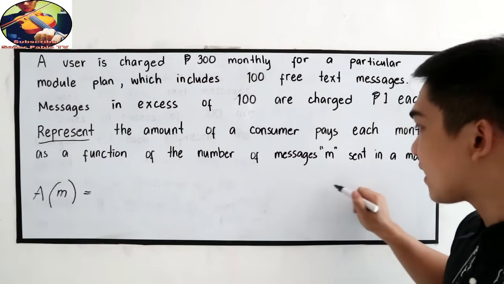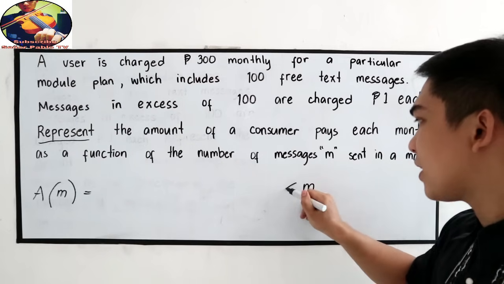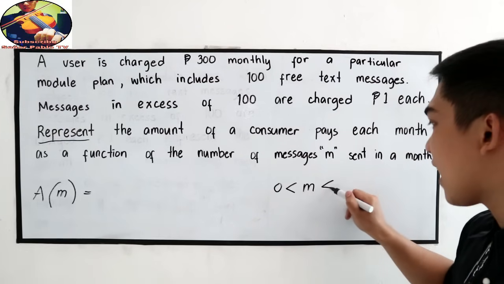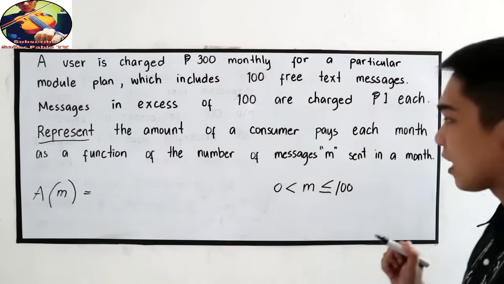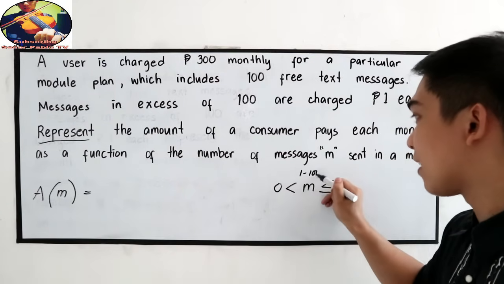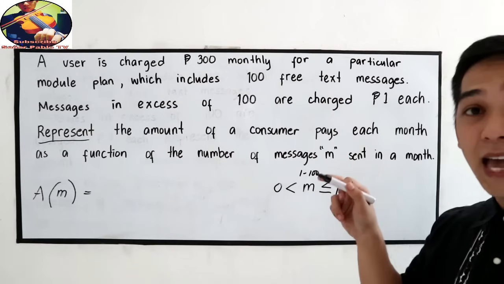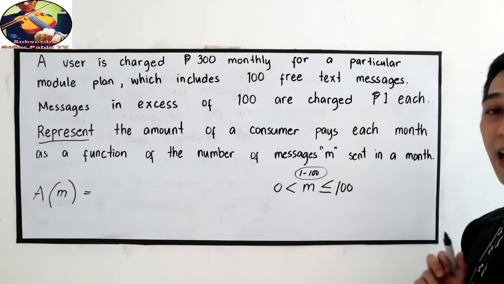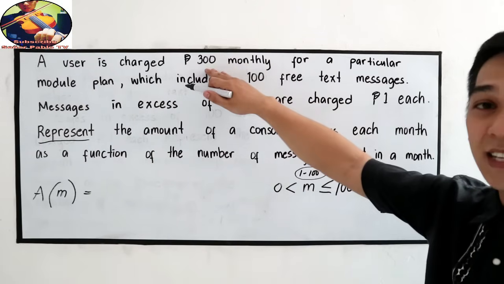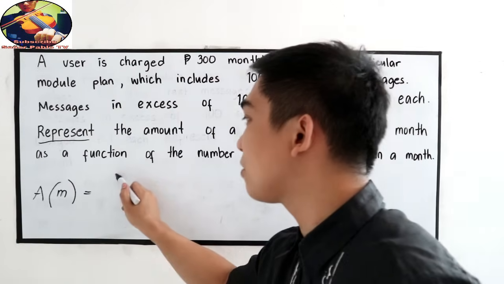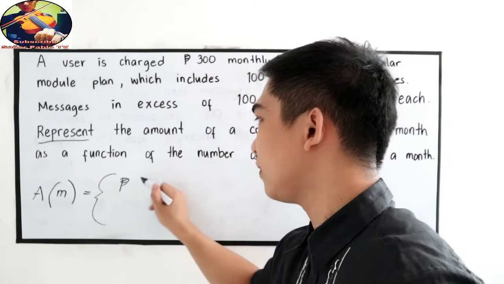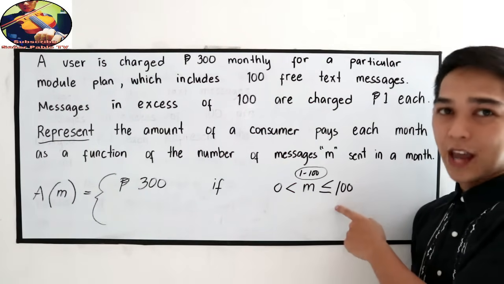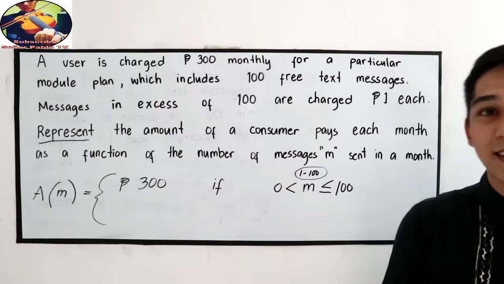Kapag yung messages natin ay greater than 0, let's say 1, but less than or equal to 100, that means ito ay 1 to 100 lang. Pasok siya dun sa bill niya. So, magkano lang yung babayaran niya ngayon? Kapag ito lang yung sinesend niya, 1 to 100, fix lang siya na 300 pesos. So, 300 pesos yung babayaran niya, kapag hindi siya sumobra sa 100. Kuha yun? Okay.